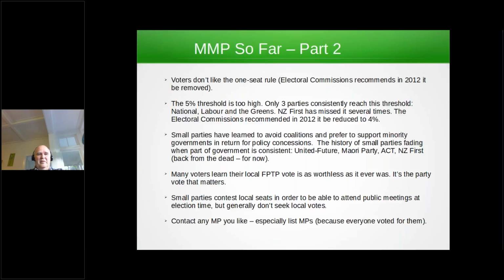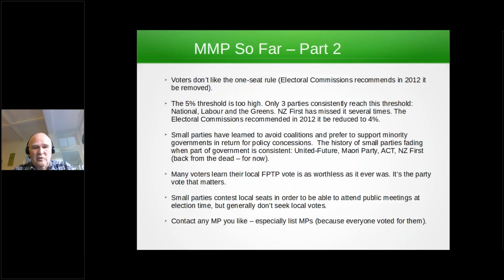Okay. Then the next point is many voters learn their local first past the post vote is as worthless as it ever was. It's the party vote that really matters, and that's true for me. In a local seat in 22 years under MMP, I don't think I've ever elected an MP. It's just like the old days. The only vote that matters to me is the party vote. That's the one that lets me elect people. So although there's a strong focus on local representation, the reality is that under PR, those list MPs do probably an even better job than the local MPs in terms of representing the locality, but you don't know that until you've seen it. So a lot of people don't believe it, but it's real, okay?